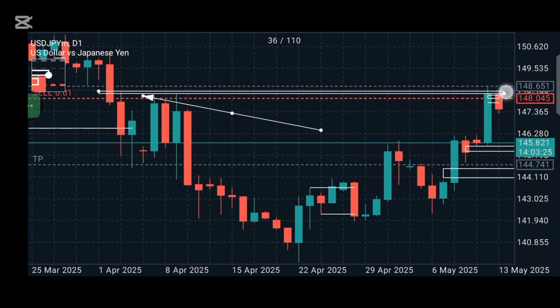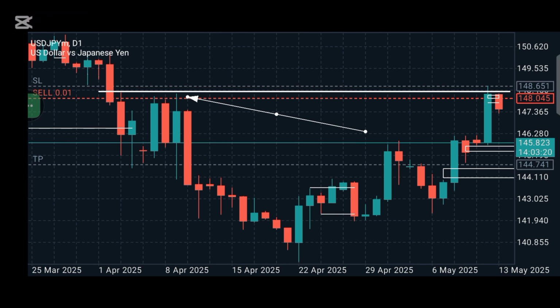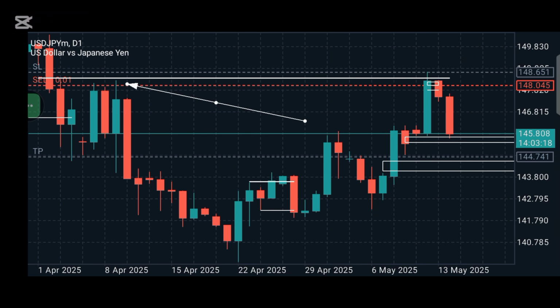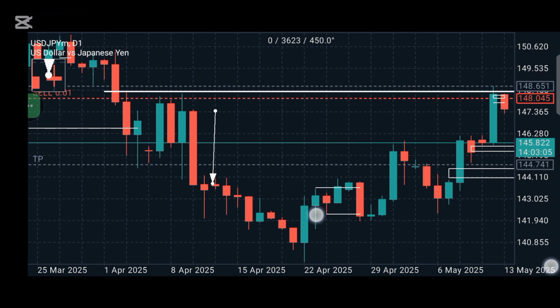And because it's a CRT entry model, anytime you have a sweep of liquidity above the daily time frame, you go as fast as possible to your 15 or your 5 minute time frame to look for a shift in market structure in line with the trend, which is the bearish trend. This is the liquidity, and this is the trend. This is the liquidity above the 1, the 2, the 3, almost 6 trading days.